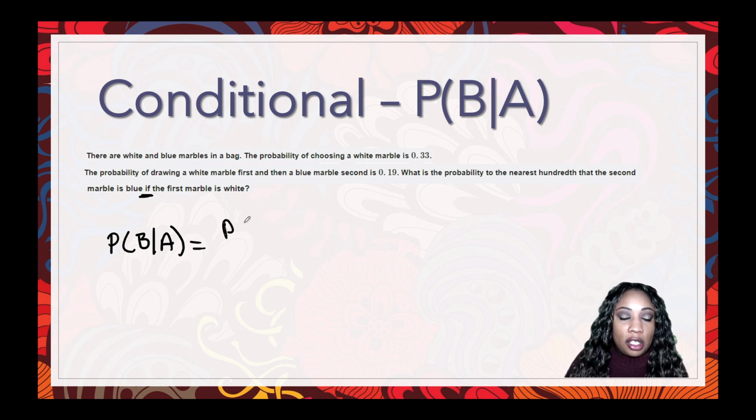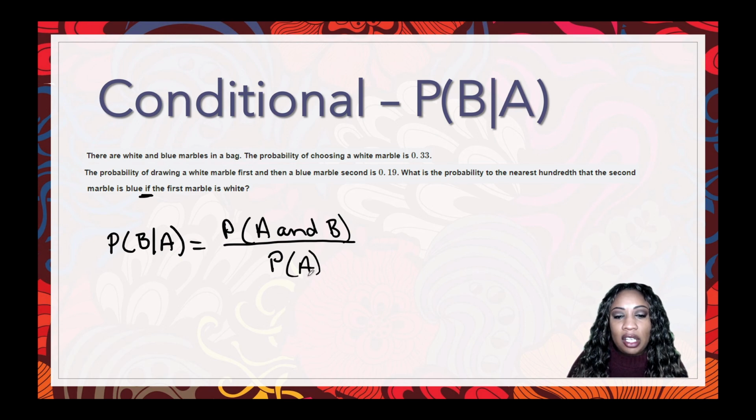So the formula is going to be the probability of A and B divided by the probability of A. And you might say to yourself, hey, this looks similar. We got the probability of B and A and B and probability of A. This is kind of like the questions we just did.